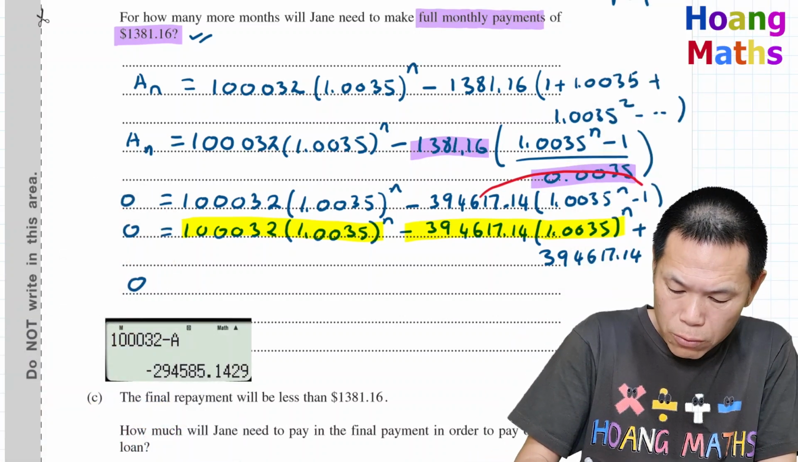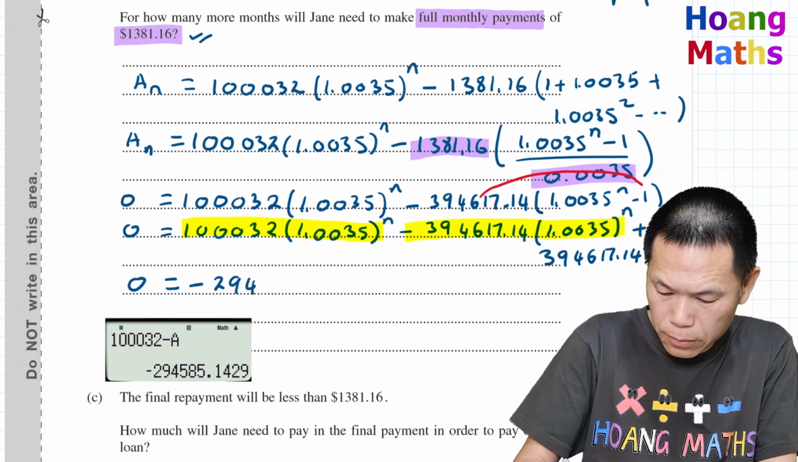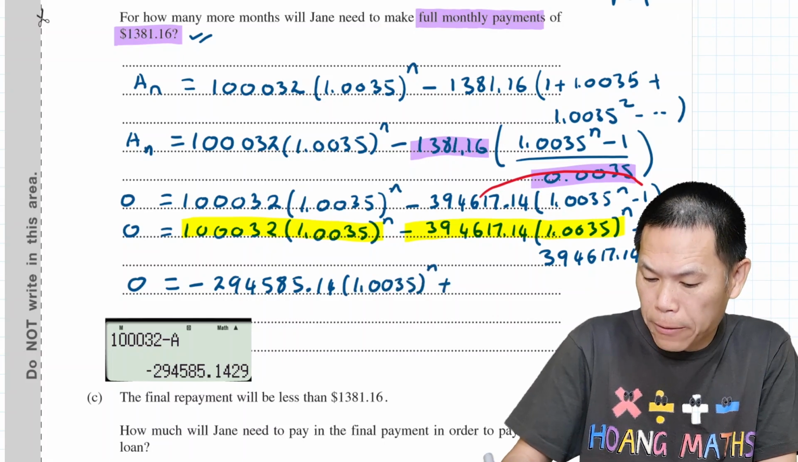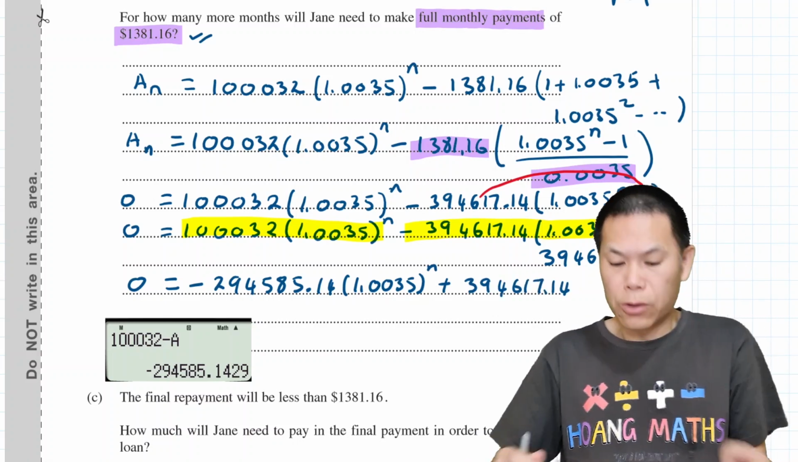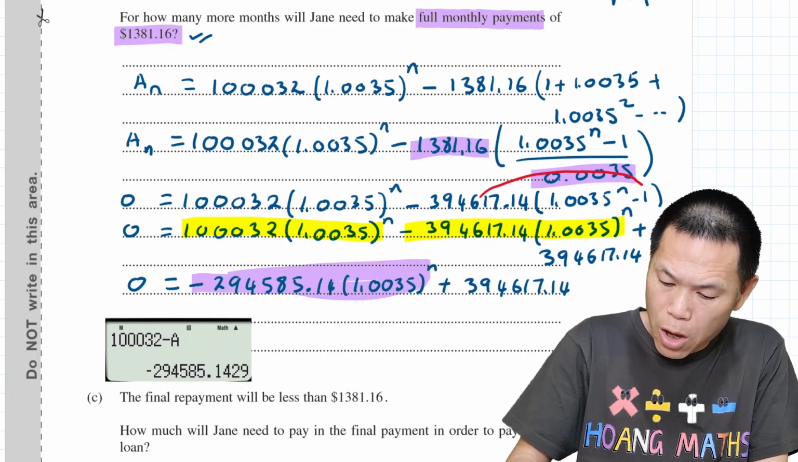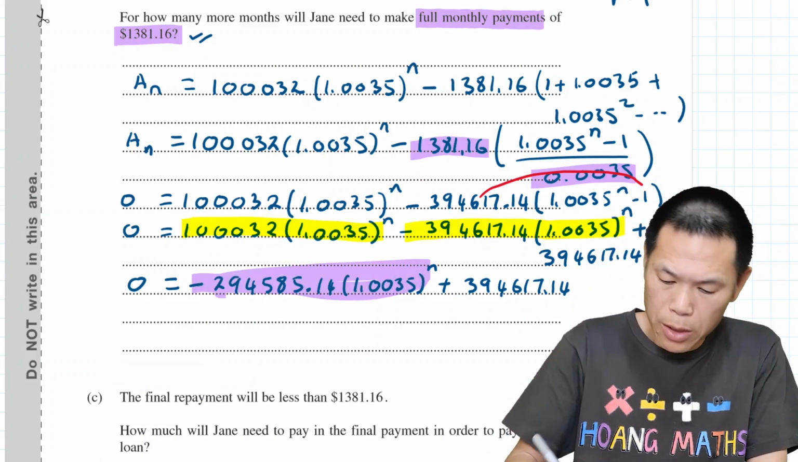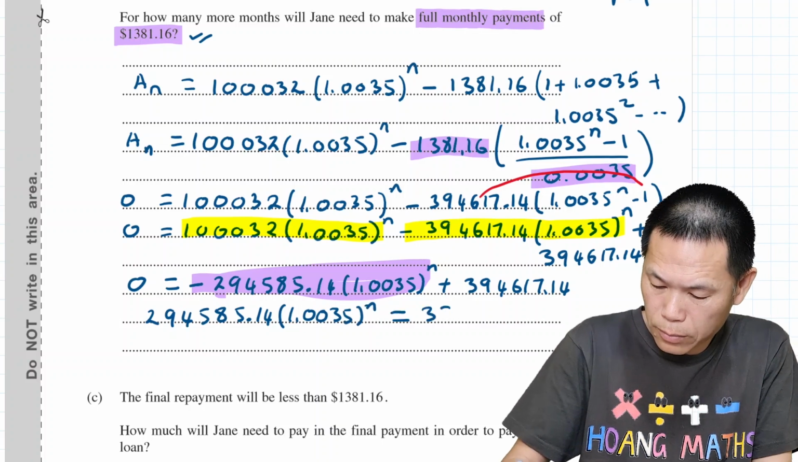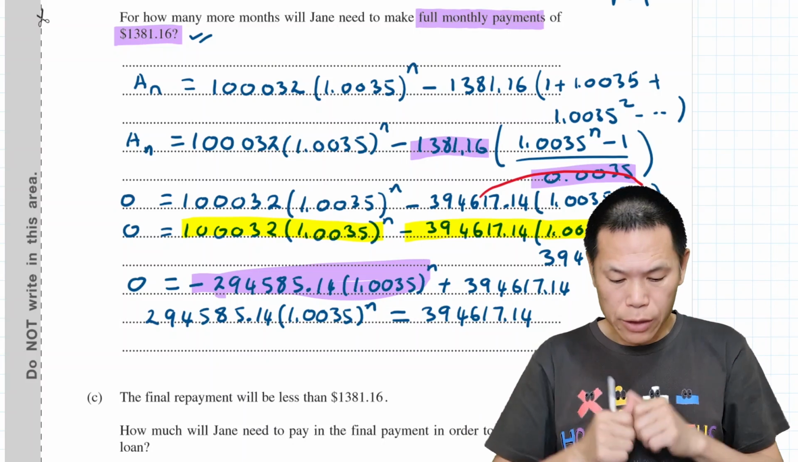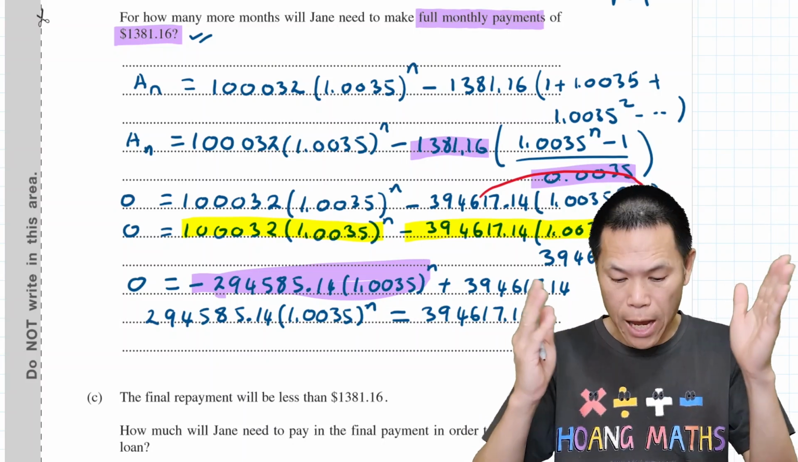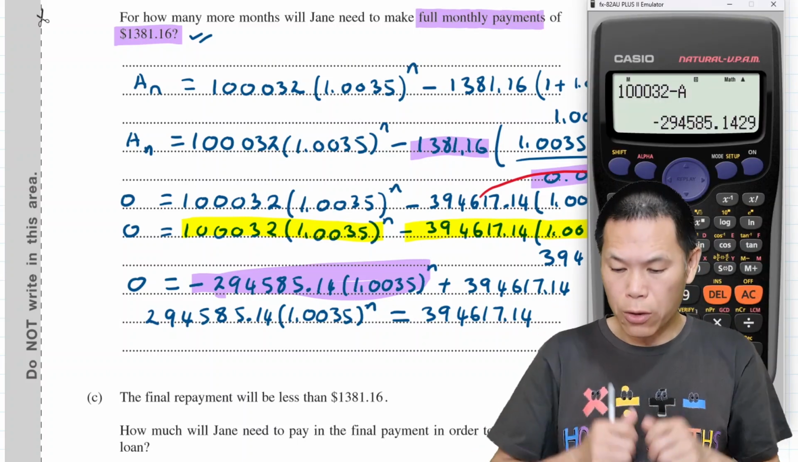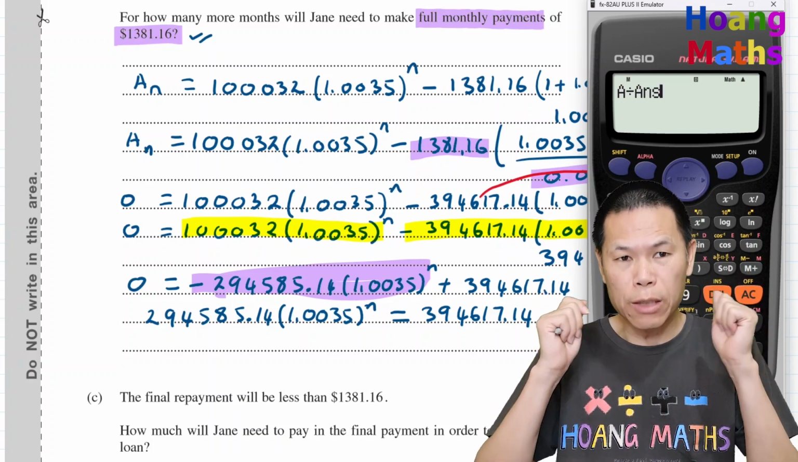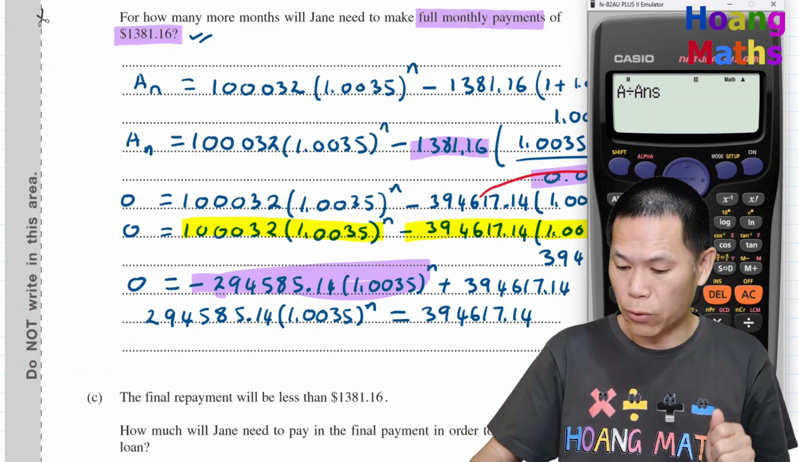So that is 0 equal to negative 294,558.14 times 1.0035 to the power of n, and we add the other term. I just move this negative term onto the other side, and it becomes positive. Now I just divide by 294,558.14 on both sides, alpha A, divided by the answer. It should give me a negative number, but we know it is positive because the negative moved to the other side and became positive already. Keep that in mind.